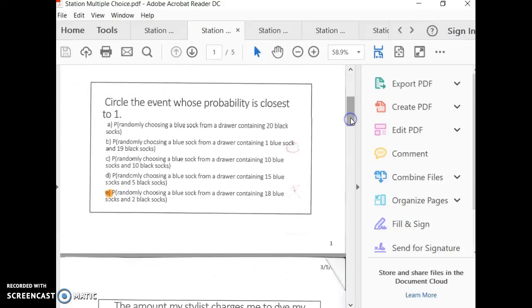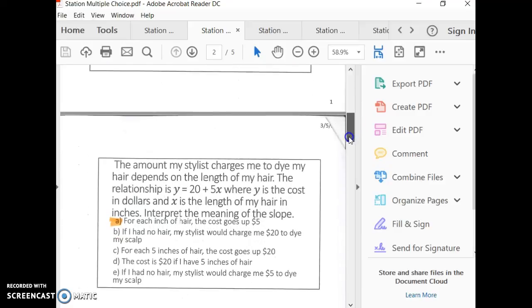Okay, the next one, circle the event whose probability is closest to 1. Well, picking a blue sock from a drawer containing 18 blue socks and 2 black socks. You have a really high probability, 18 out of 20 of doing that. Everything else is lower. So that's 90%.